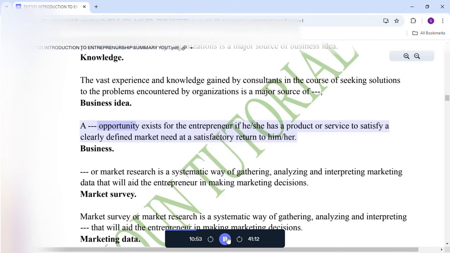An opportunity exists for the entrepreneur if he or she has a product or service to satisfy a clearly defined market need at a satisfactory return to him or her.